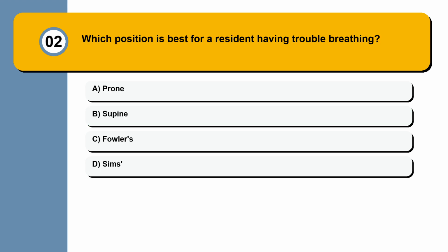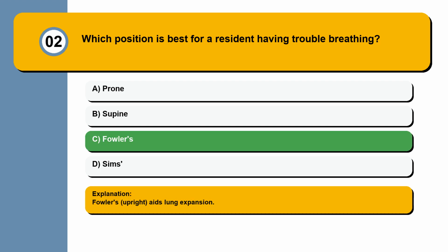Question 2. Which position is best for a resident having trouble breathing? Prone, supine, Fowler's, Sims. Fowler's, upright, aids lung expansion.